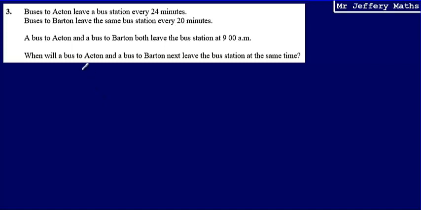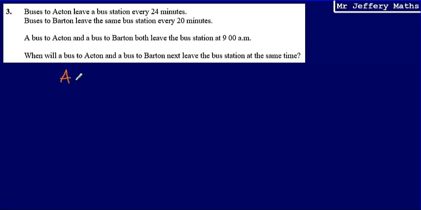This is question 3. Here we're told that buses to Acton leave a bus station every 24 minutes. We're told that buses to Barton leave the same bus station every 20 minutes. We're told that a bus to Acton and a bus to Barton both leave the bus station at 9 a.m. And we're asked, when will a bus to Acton and a bus to Barton next leave the bus station at the same time?